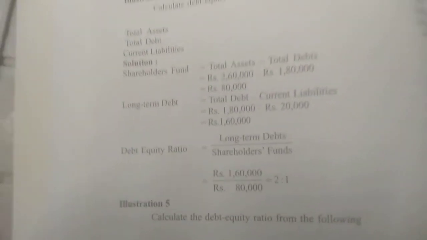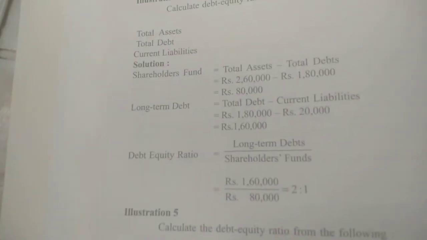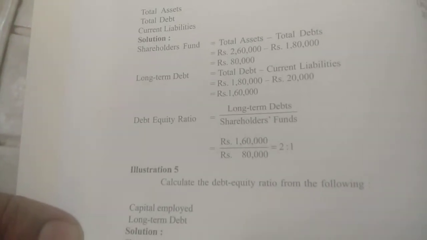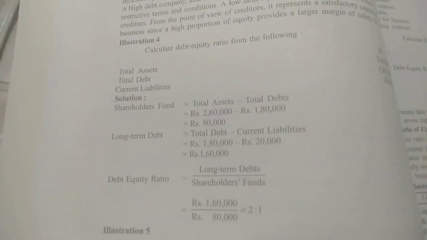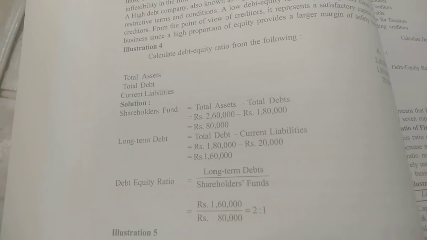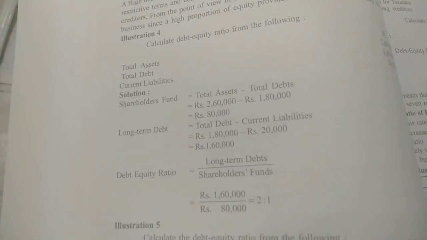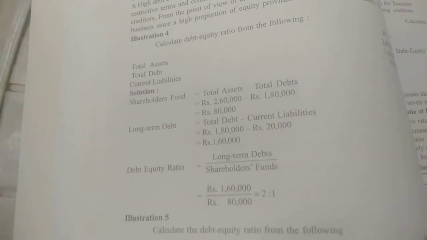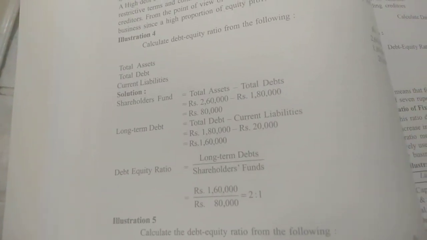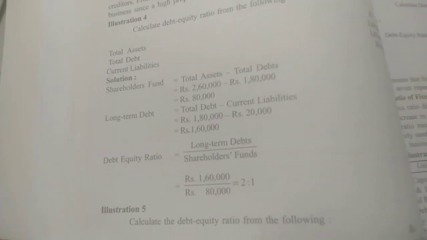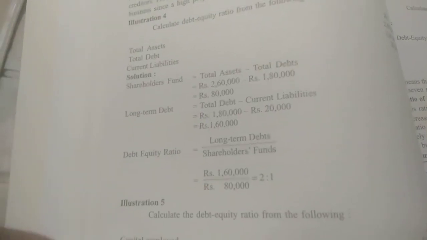Division is simple, debt equity ratio is long term debts upon shareholders fund. Now what is long term debt? Long term debt we all know it is 1,60,000 and shareholders fund 80,000, so the ratio comes to 2:1. Is it clear to all of you? Fine. Again a similar type of numerical we will be calculating.